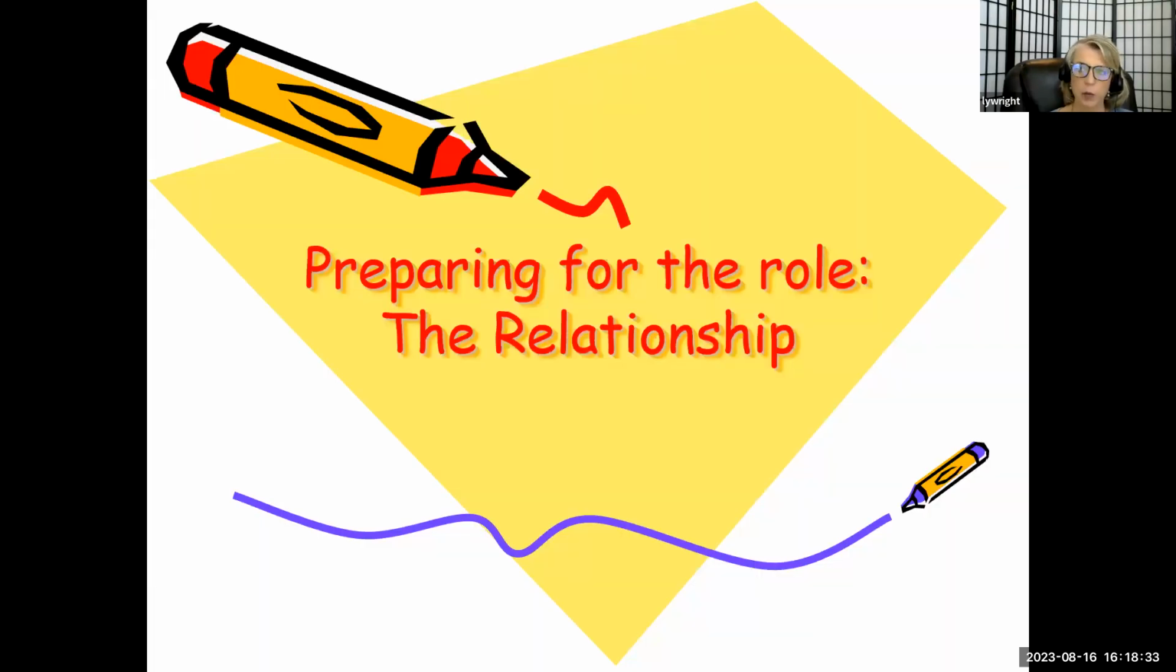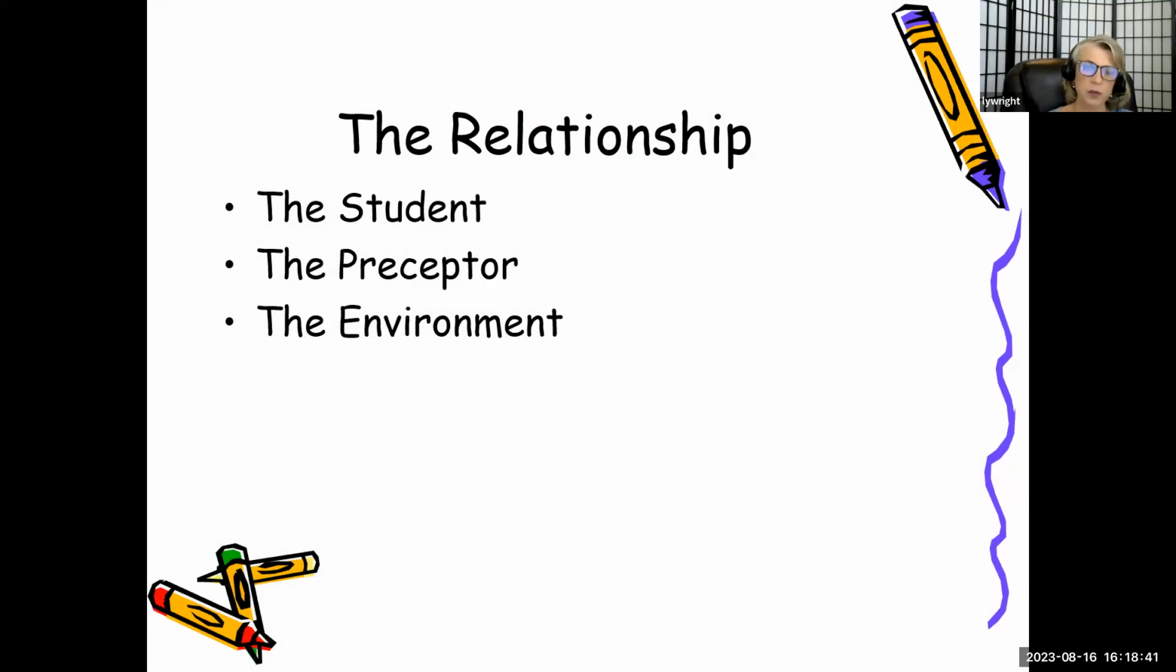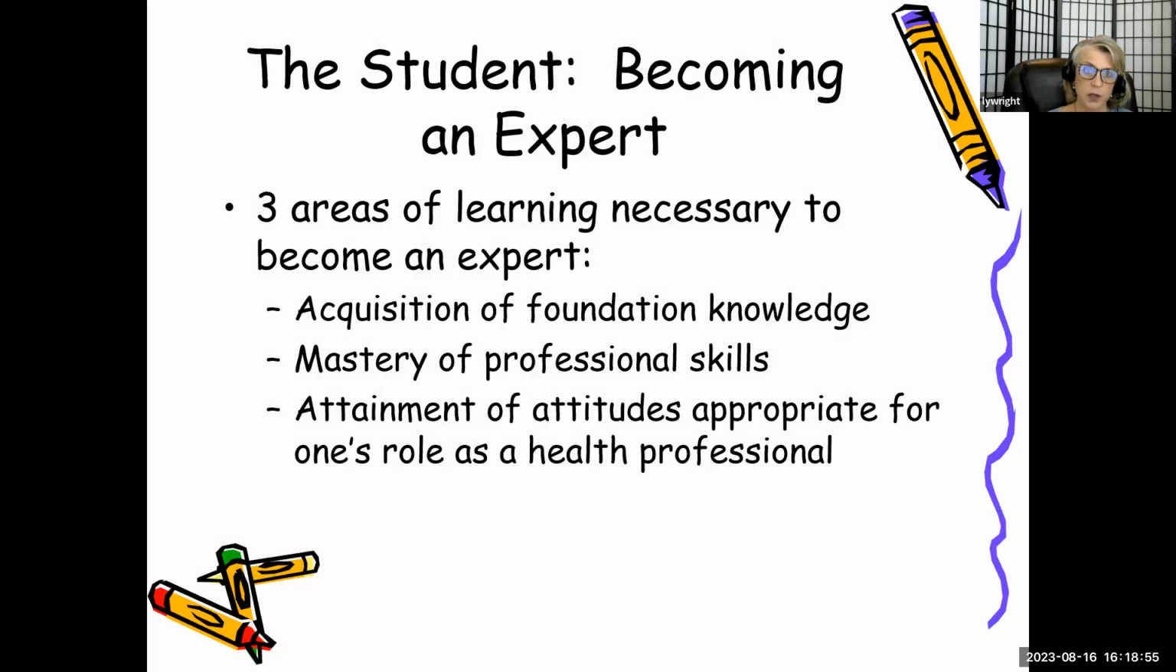So let's talk about how we prepare for that role of preceptor and the relationship that it incurs. So there is this relationship between the student, the intern, the preceptor, and the environment in which the two are. So beginning with the student, the goal for the student, what they're trying to accomplish, is moving from novice to expert. And there are 3 areas of learning that are necessary to become an expert in the field.